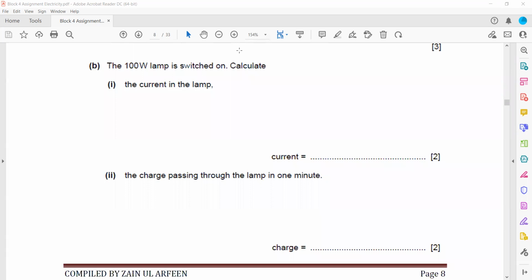Your power is 100 watts. So we have the formula P equals VI. So power is 100 and the voltage across each lamp is 200, multiplied by current I. So 200 is multiplied, on the other side it will be divided. So 100 divided by 200 is I, and 100 divided by 200 is 0.5 ampere.